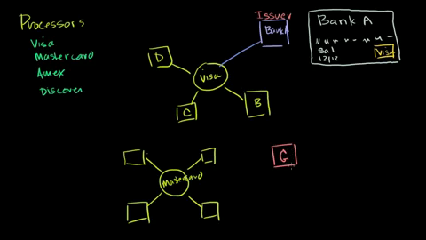I go to the grocery store. I say, hey, I'd like to pay with a credit card. The grocery store, if they accept credit cards, they need to have some relationship with another bank someplace on this Visa network in order for them to accept a Visa card. So let's say that they have a relationship with Bank B over here.